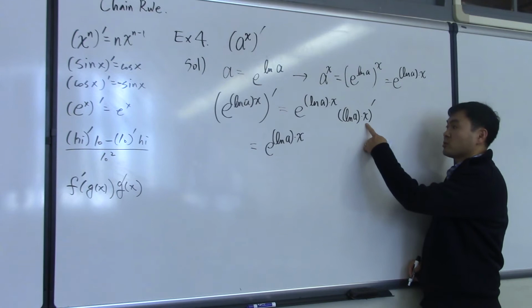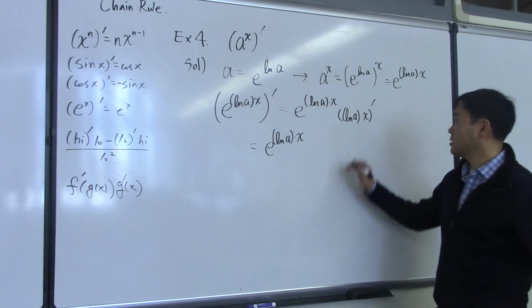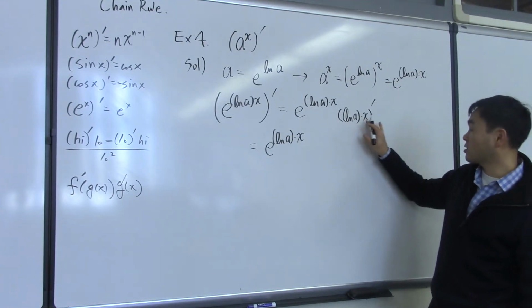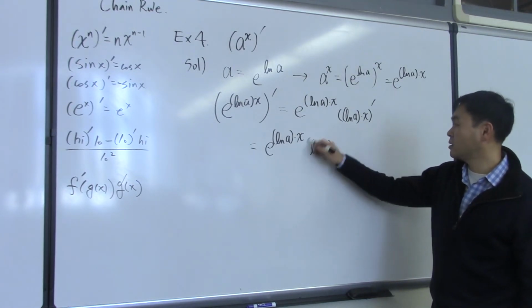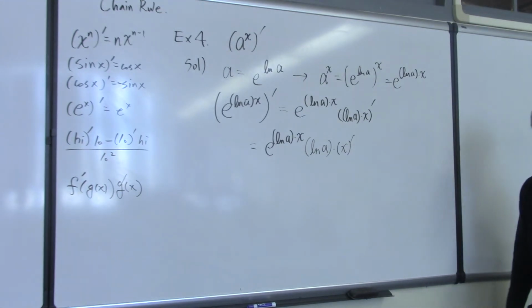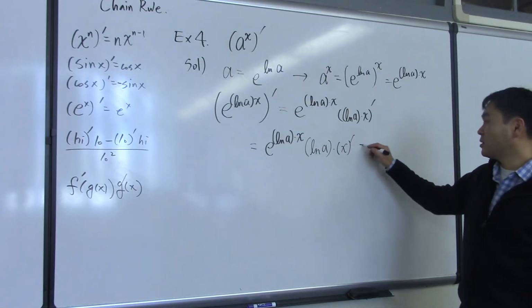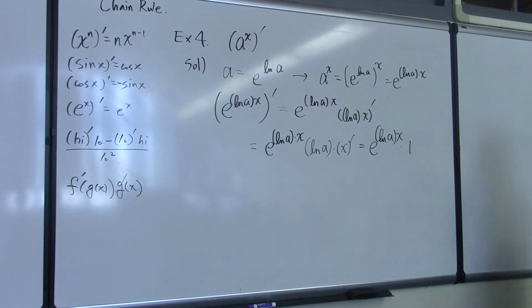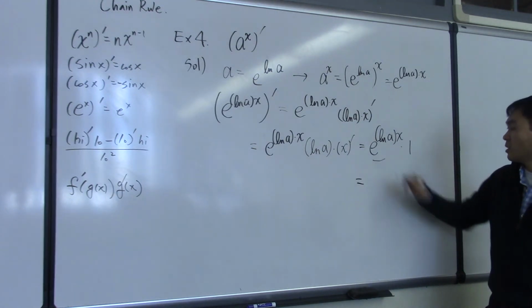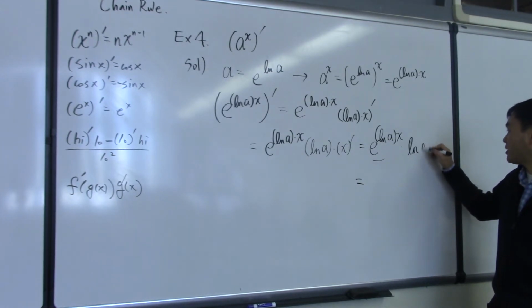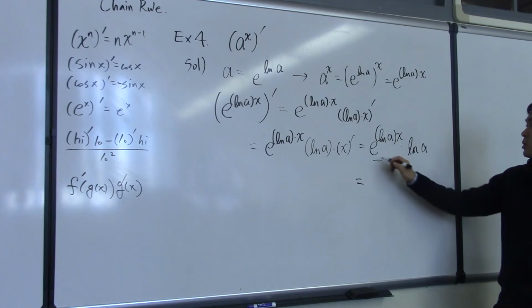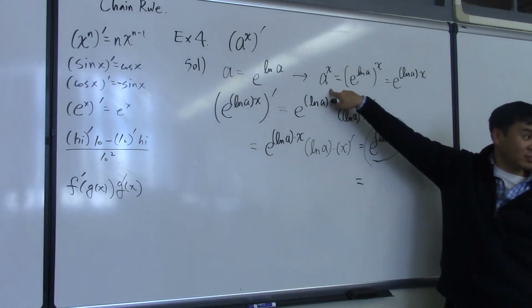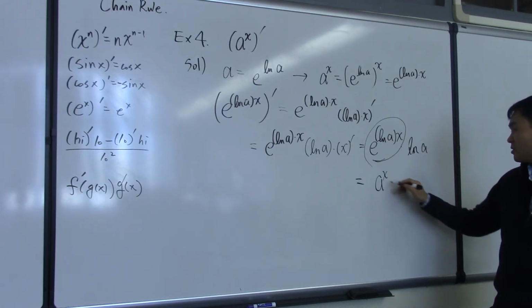This is just a constant multiple times x, so you really need to just differentiate x, right? When there's a constant multiple, you ignore that, just leave it there, but just differentiate the function that comes afterwards. So ln of a times x prime, that's what you need. And x prime is 1. You get e to the ln of a times x times ln of a times 1, right? Now, what is this? This is this, which is a to the x, isn't it? Right? So we have a to the x ln of a. Okay.